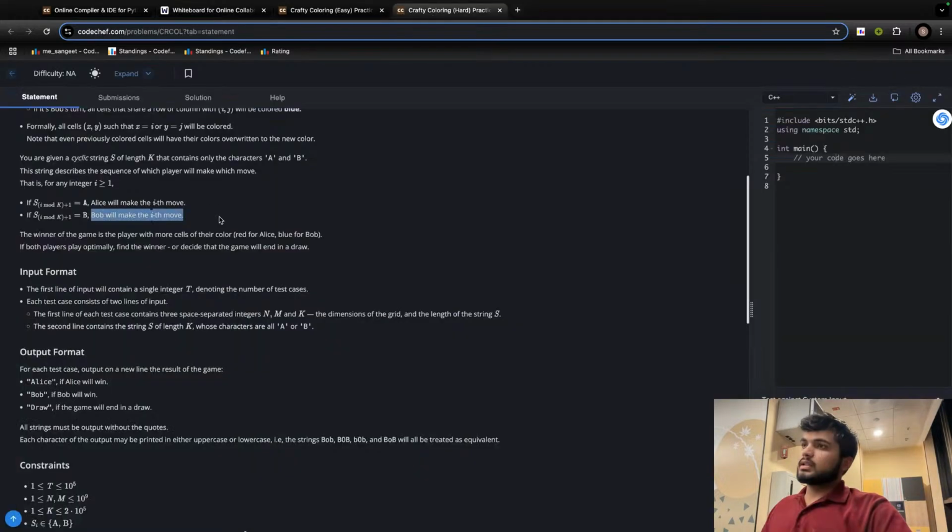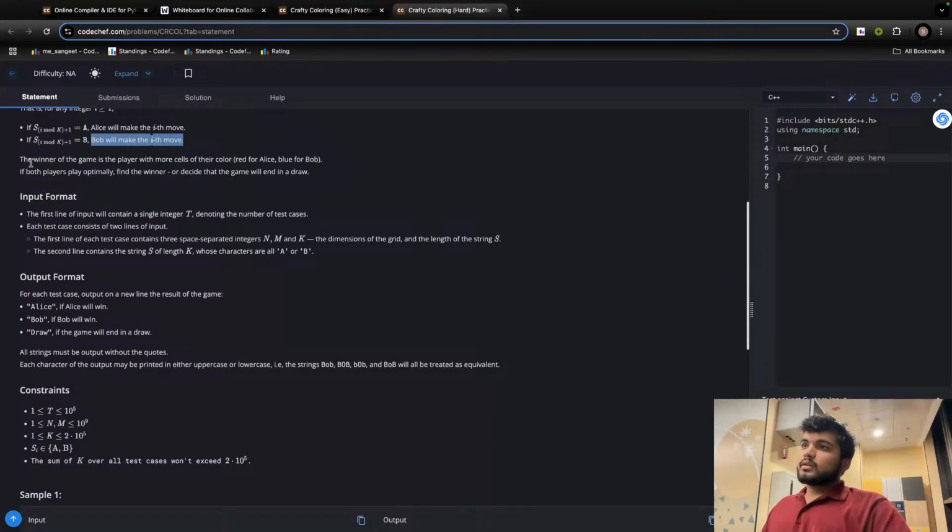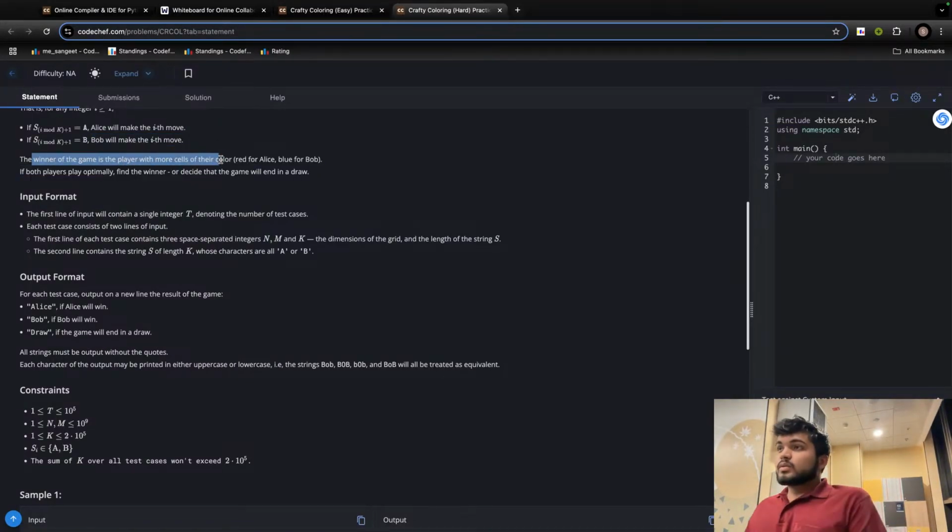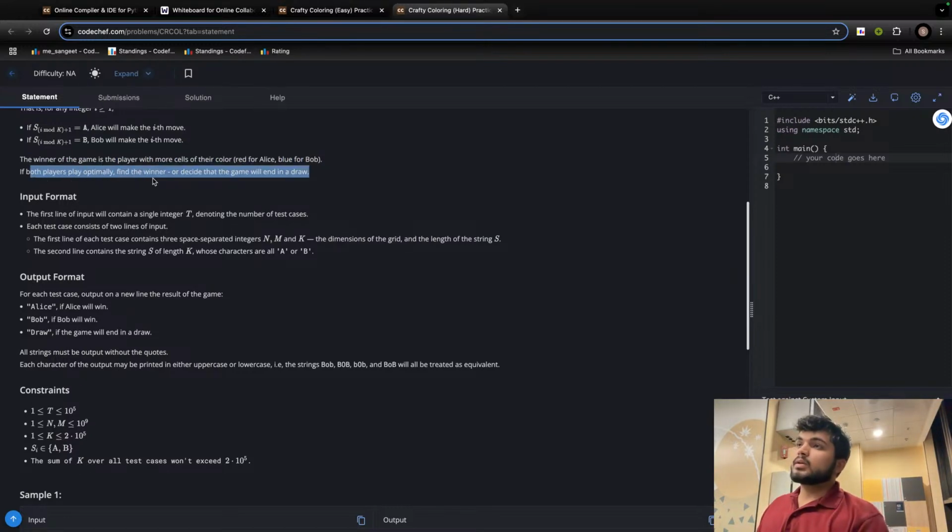This was an easy thing to understand. The winner of the game is the player with more cells of their color, right? If both players play optimally, find the winner or decide that the game will end in a draw, right? So, how will they play optimally?